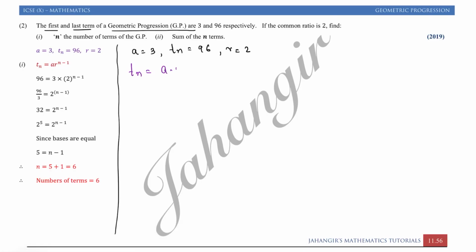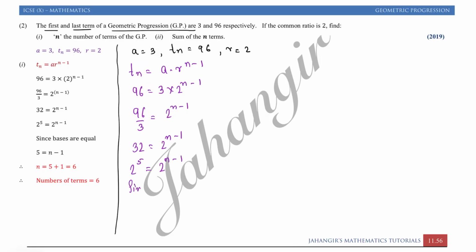Tn is equal to a into r raised to n minus 1. Since Tn is 96, a is 3, into 2 raised to n minus 1. Just substitute all values. We can just divide 96 upon 3 is equal to 2 raised to n minus 1. So 96 upon 3 is 32, is equal to 2 raised to n minus 1. Now 32 can be written as 2 raised to 5, 2 raised to n minus 1.